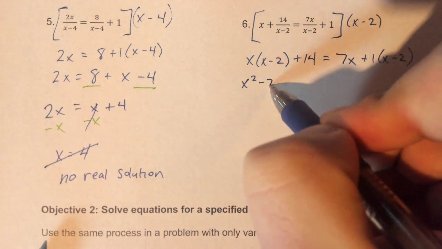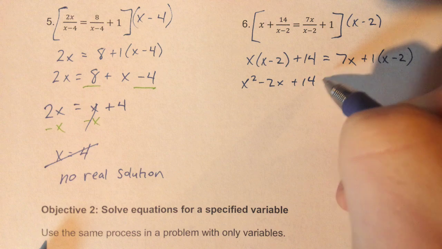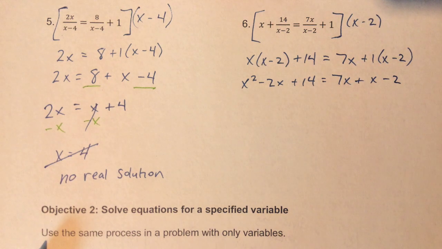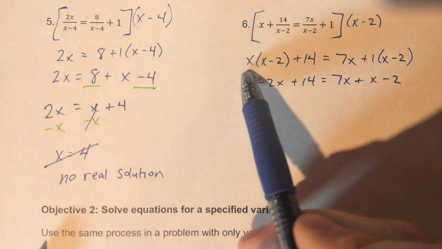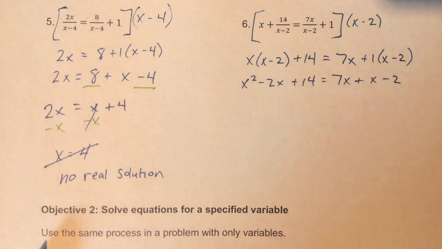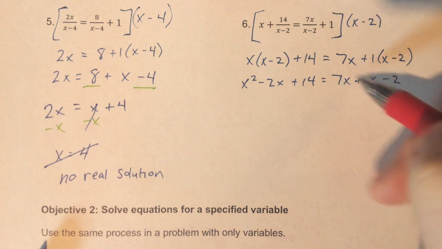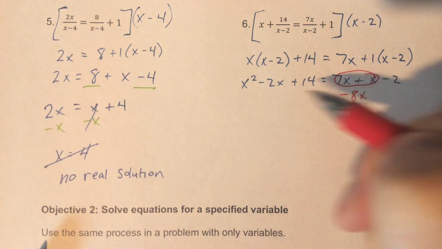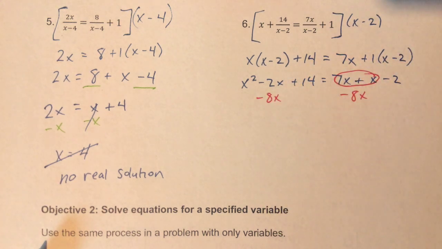I would have x squared minus 2x plus 14 equals 7x plus x minus 2. Okay, so again, this is one of those problems where we have an x squared in it. So I know I've got to set my equation equal to 0. And I would do that by, so this is 7x plus 1x is 8x, right? So I'm going to subtract 8x from both sides of the equation.